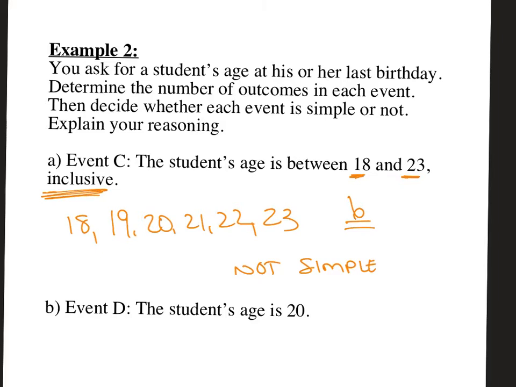Okay? A simple event is literally when you only have one option. Like the next one where the student's age is 20. That is your only option. This is a simple event. Okay?